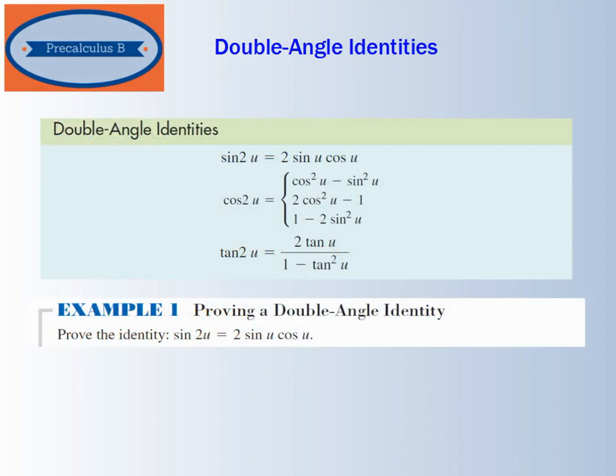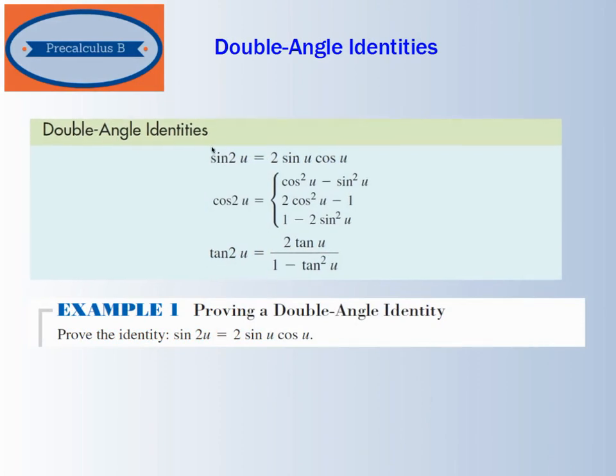For sine of 2u, if we have, for example, sine of 2 times some angle that we know, it's the same as 2 sine u times the cosine of u. For cosine of 2u, there's a few different ways we can get there. It's cosine squared minus sine squared, or 2 cosine squared minus 1. Notice those two, and the last one for that matter, all three of these are just variations on the identity sine squared plus cosine squared equals 1.